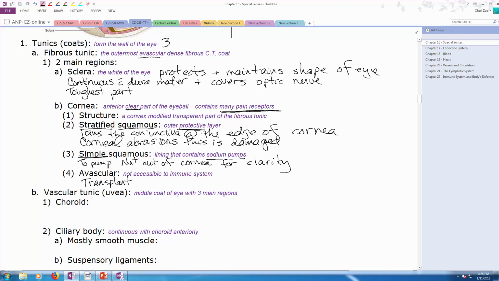You can use these and transplant the cornea of one person onto the cornea of another person and not have rejection-related issues. Avascular and not hooked up to the immune system. So a lot of people, when they pass away, actually donate their corneas.